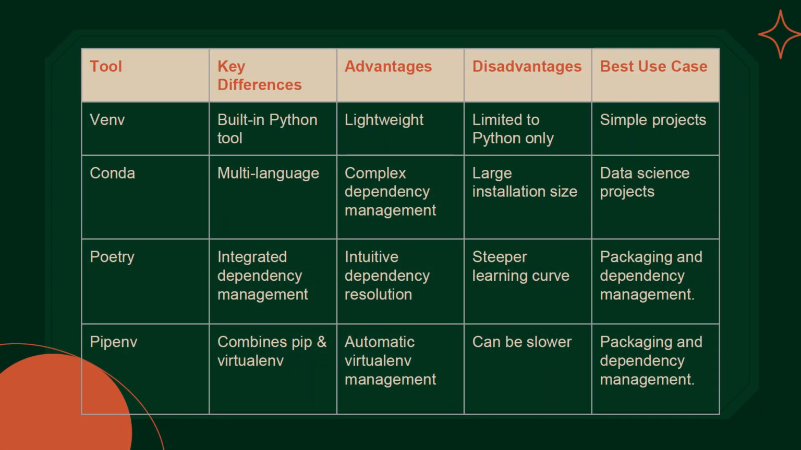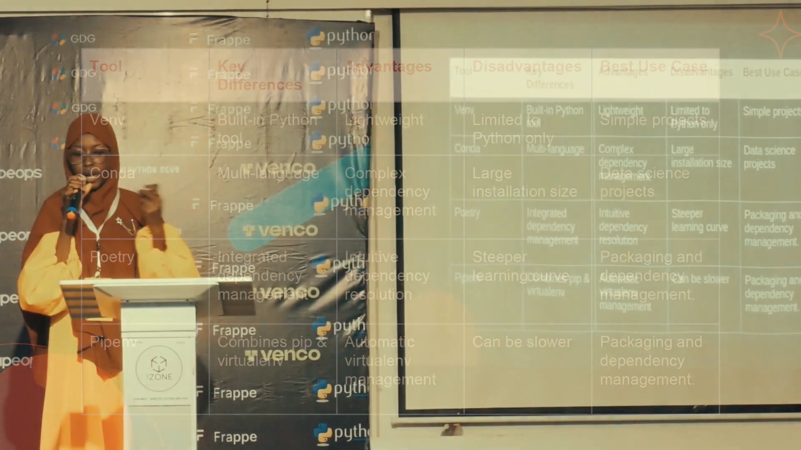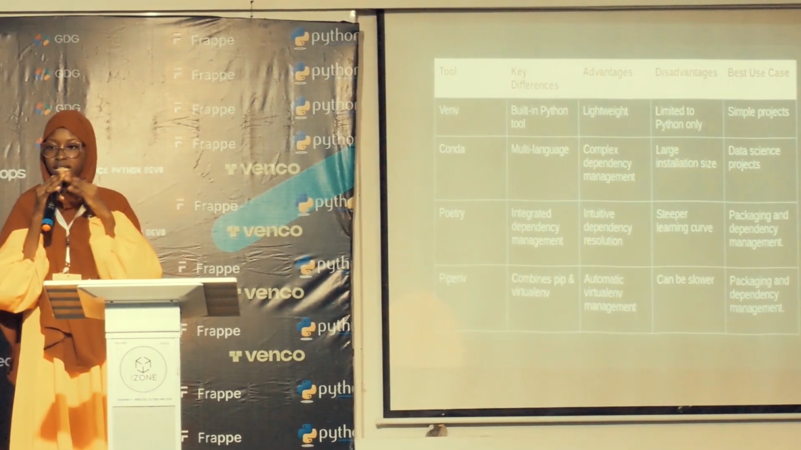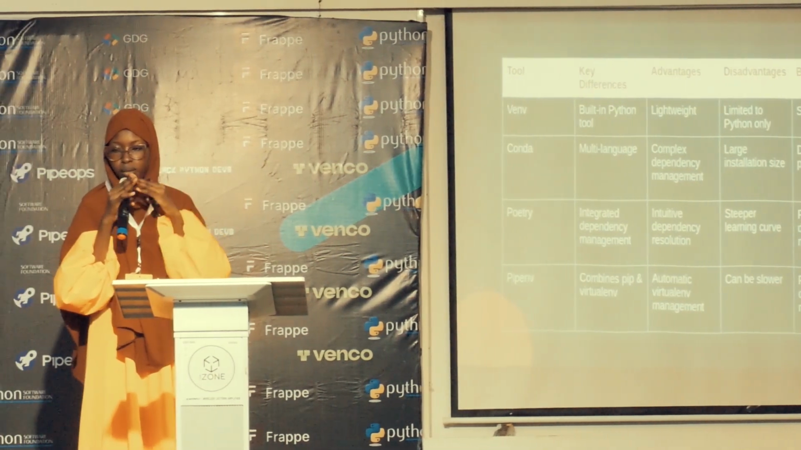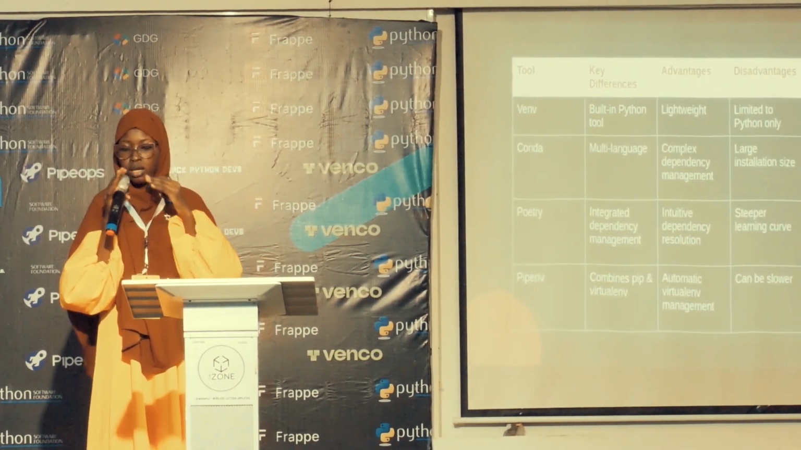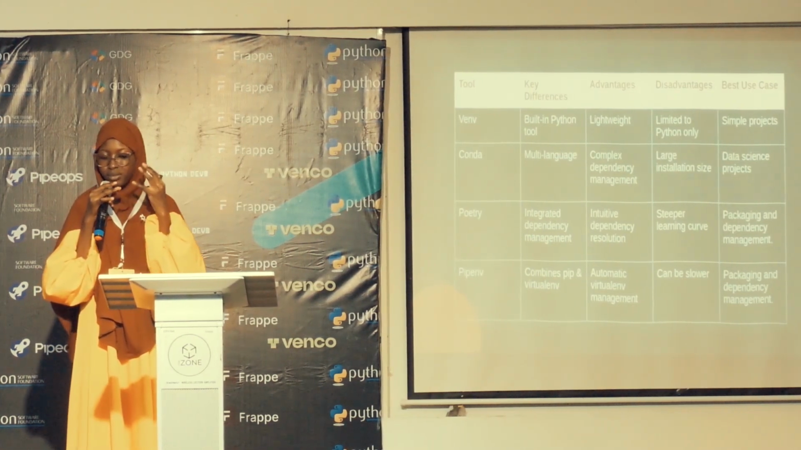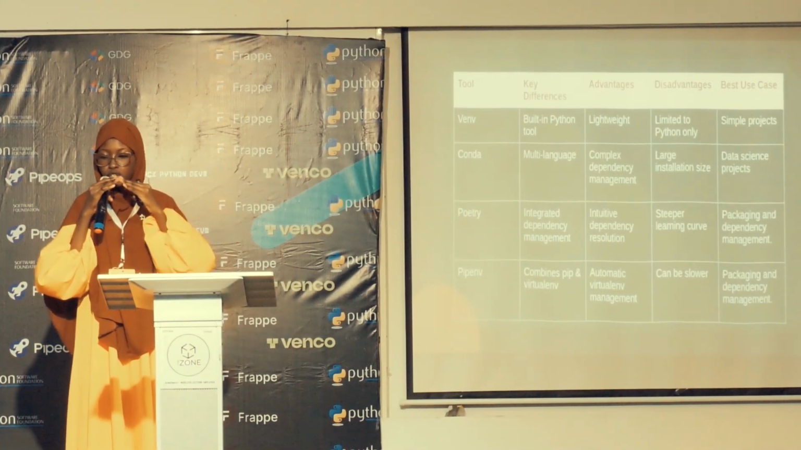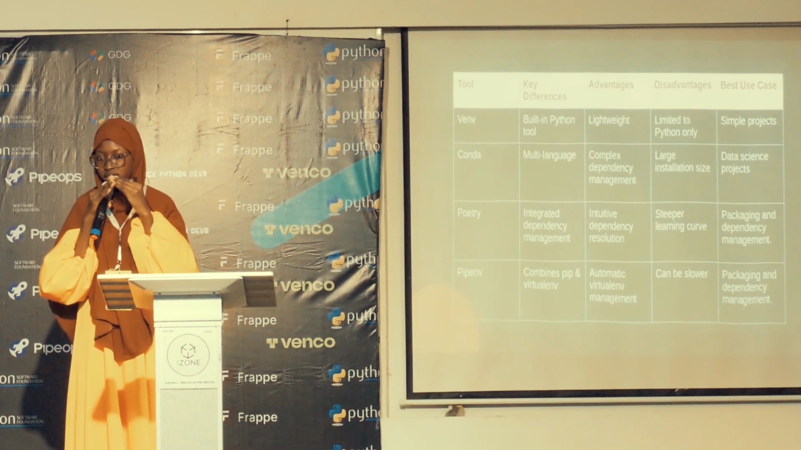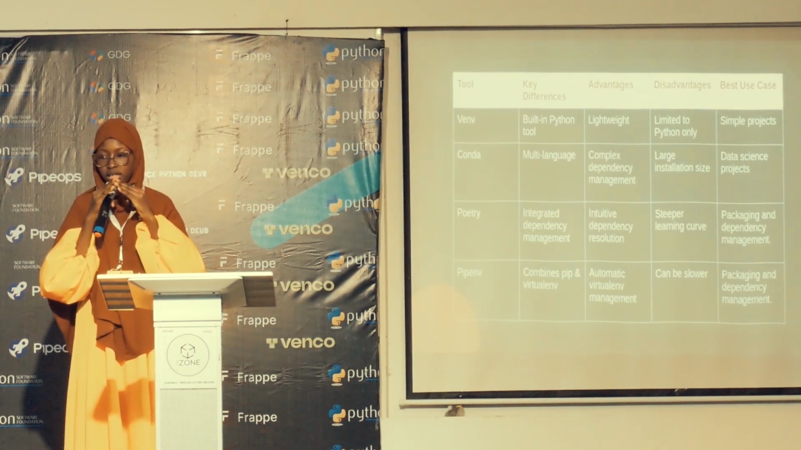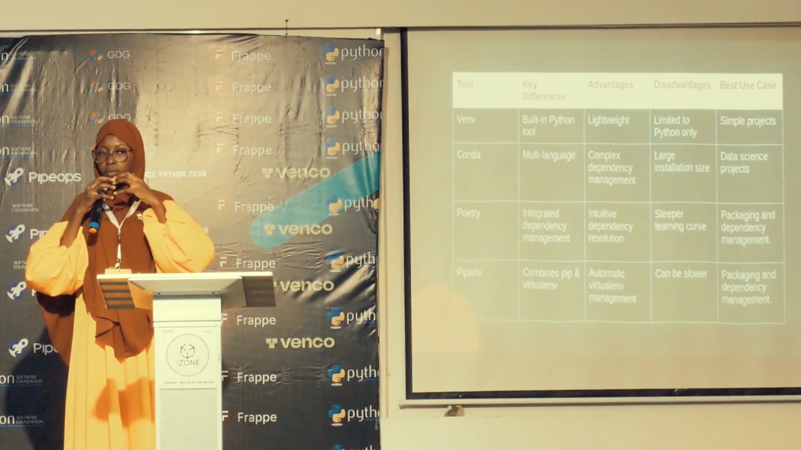So the third one is Poetry. And its key difference is that it handles integrated dependency management. So what this means is, like before, where I stated that it automatically adds your dependencies to the pyproject.toml file. It's actually very strict. So it locks this down to the version. So it ensures strict consistency across different virtual environments and in a team.